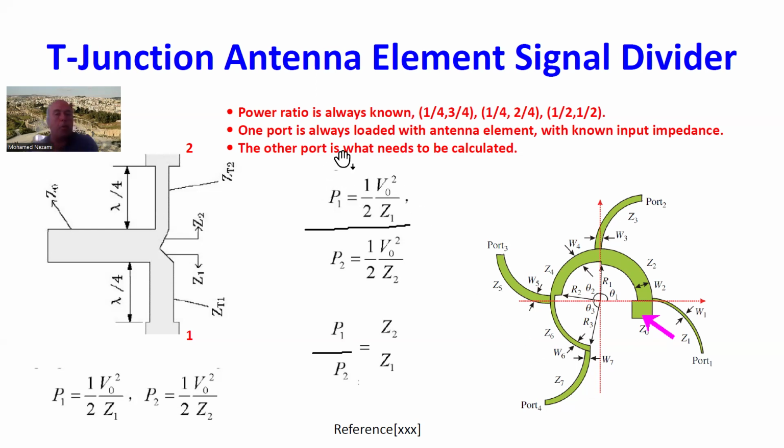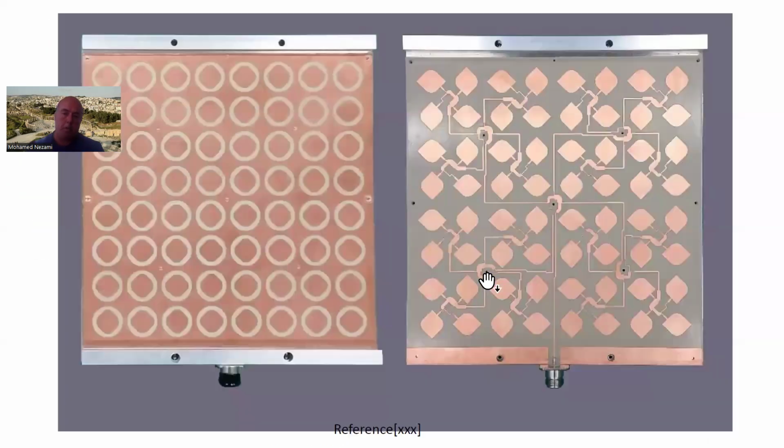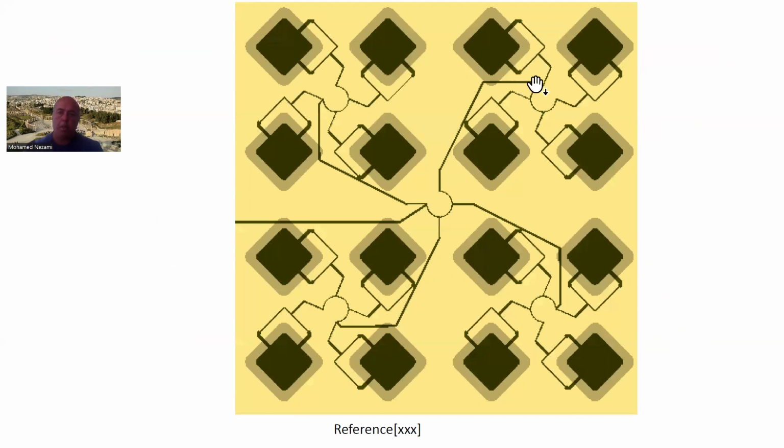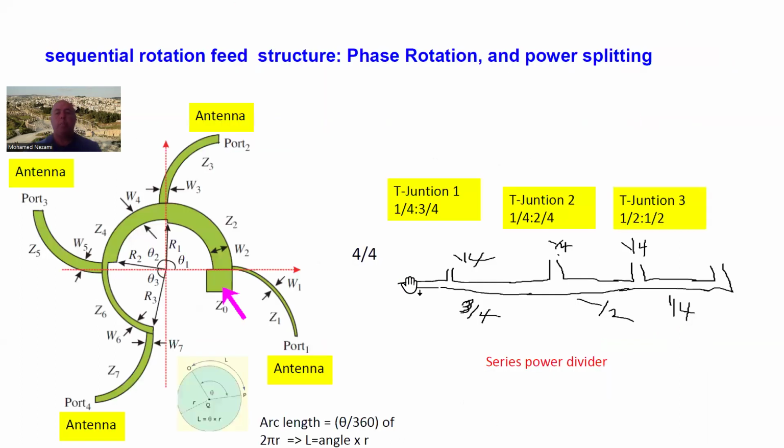So the other port is what needs to be calculated, meaning we know this port here loaded with the element impedance, which is known. The antenna array designer gave you that value. So the feed network designer comes in here and has to be giving all these impedances. And if you want to be really accurate, he would give you the exact impedance looking into every one of these antennas, okay? Every one of these elements at this point here, of course. But in theory, they have to be all equal, okay?